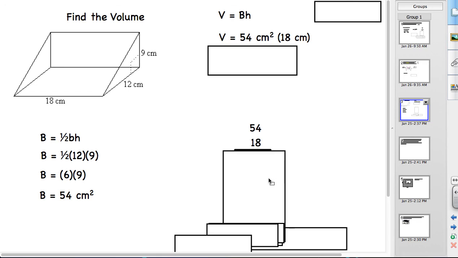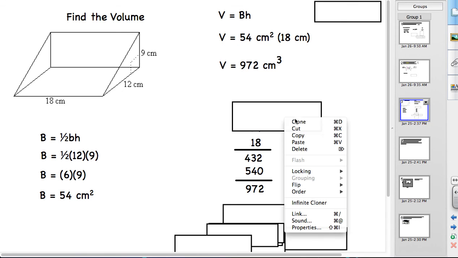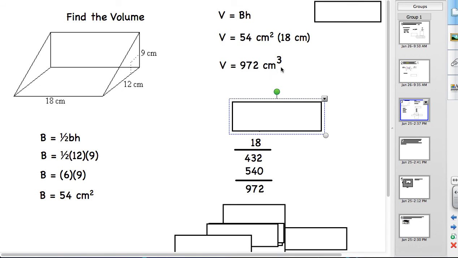So we take 54 times 18. Well, 8 times 54 is 432. 10, which is what this actually stands for here, times 54 is 540, which gives us a grand total of 972. Therefore, our volume is 972 cubic centimeters.